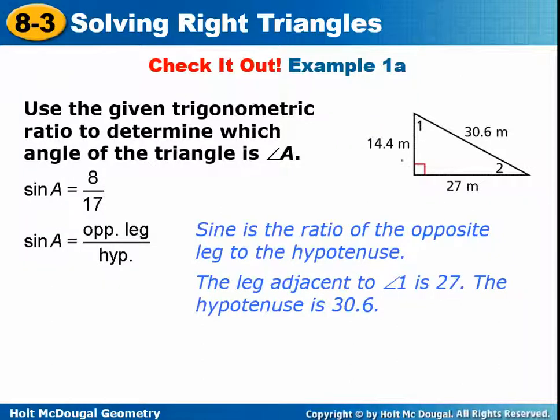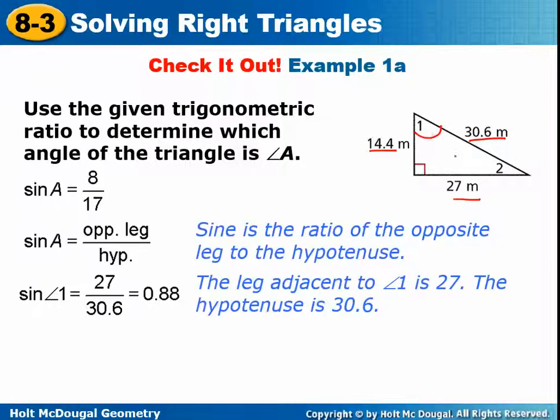Okay, so in this one we have 27, we have 14.4, and we have the hypotenuse. They say which of the angle of the triangle is angle A. You really could call either of these angle A, so I'm not really sure what they're getting at here. But they decided to use the sine. They want to find the ratio to find angle 1.